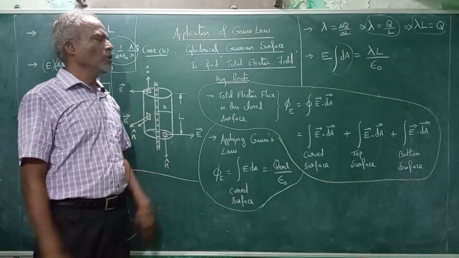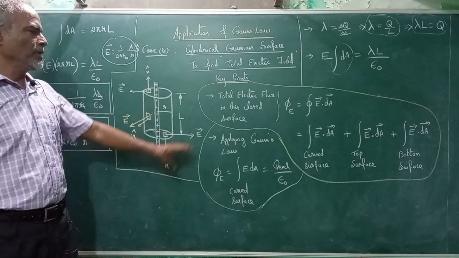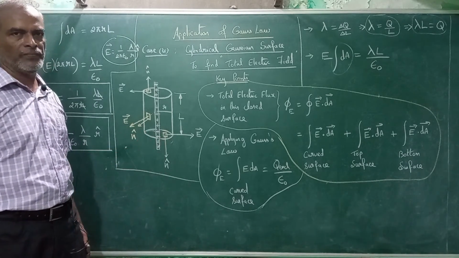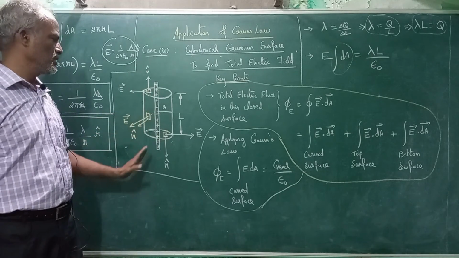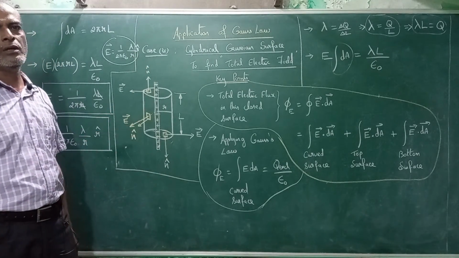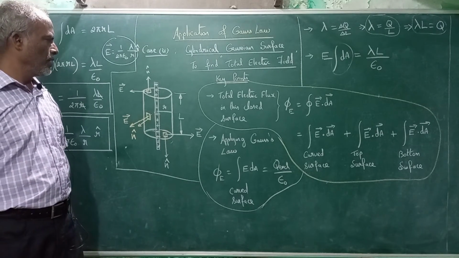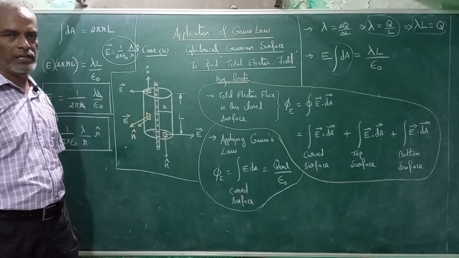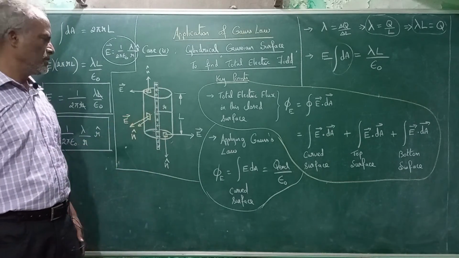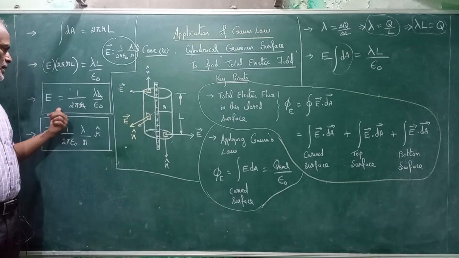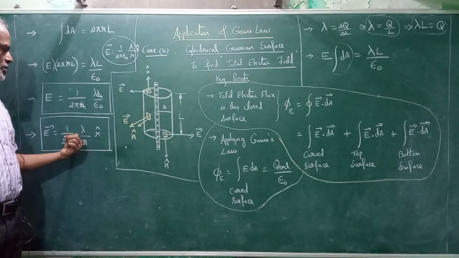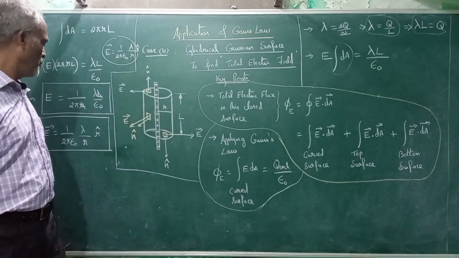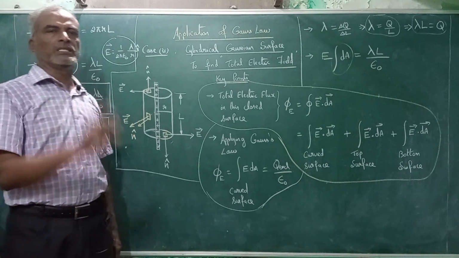So in conclusion, we can apply Gauss law to solve symmetrical structures easily. This is a symmetrical structure, and we make some assumptions: the charge density of this thin wire is constant, and the length and radius, everything is not varying, it's all fixed. If that is the case, then the electric field is given by 1 by 2 pi epsilon naught into lambda by r into r cap. That means the electric field is inversely proportional to r. R is the radius of the cylinder.